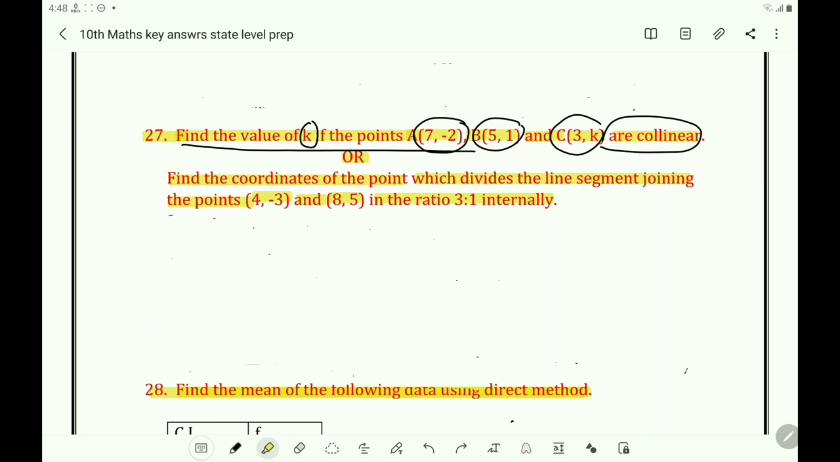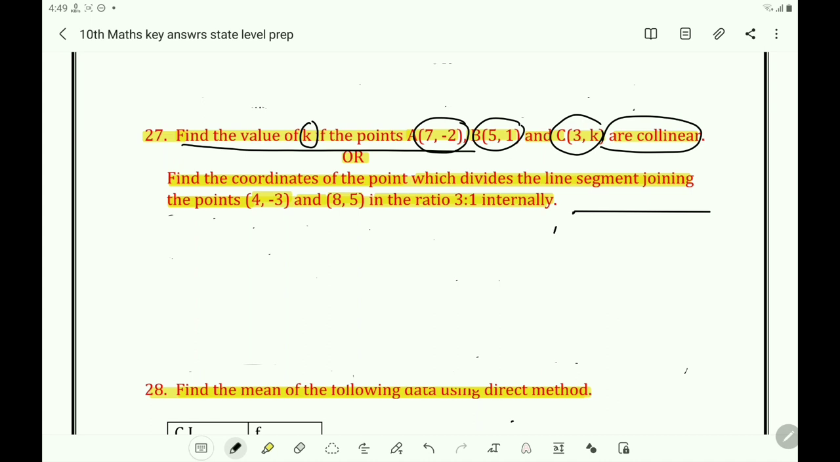Take the OR question. Find the coordinates of the point which divides the line segment joining the points (4, minus 3) and (8, 5) in the ratio 3 is to 1 internally. Here we have to use the section formula. You know that section formula. P of x, y equals m1x2 plus m2x1 whole divided by m1 plus m2, m1y2 plus m2y1 whole divided by m1 plus m2. Consider the straight line.